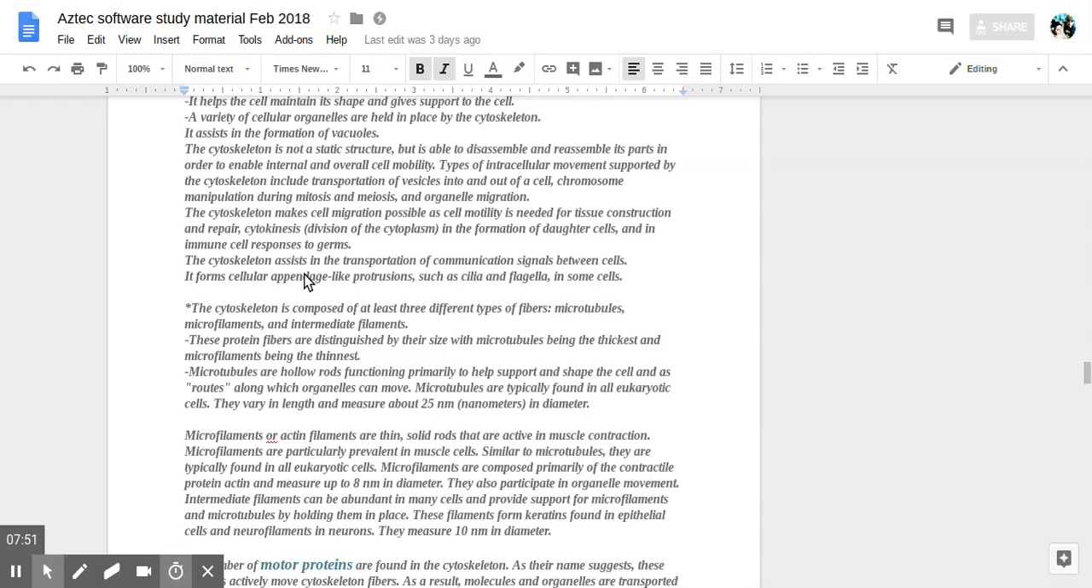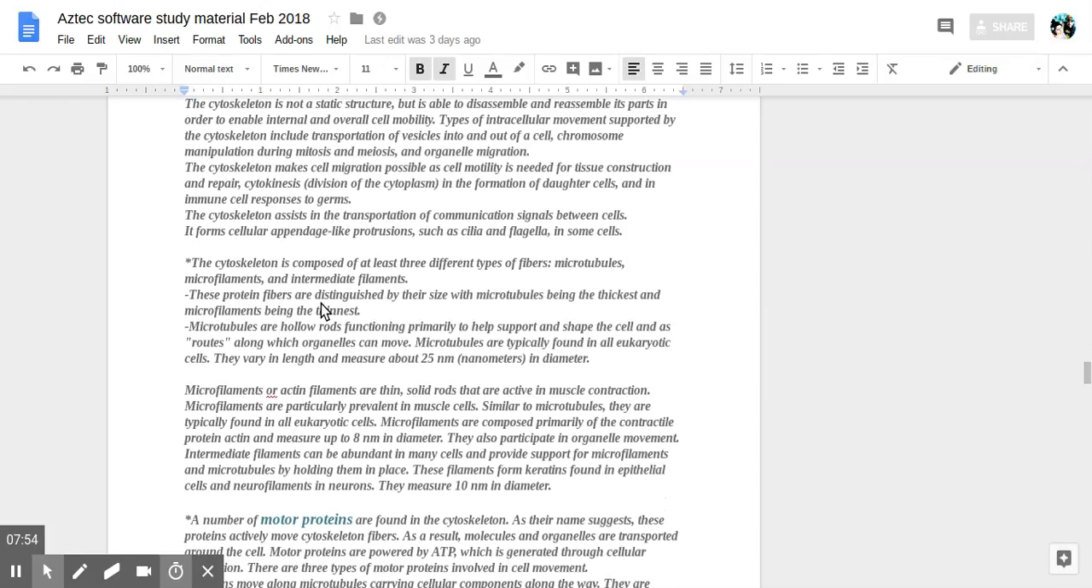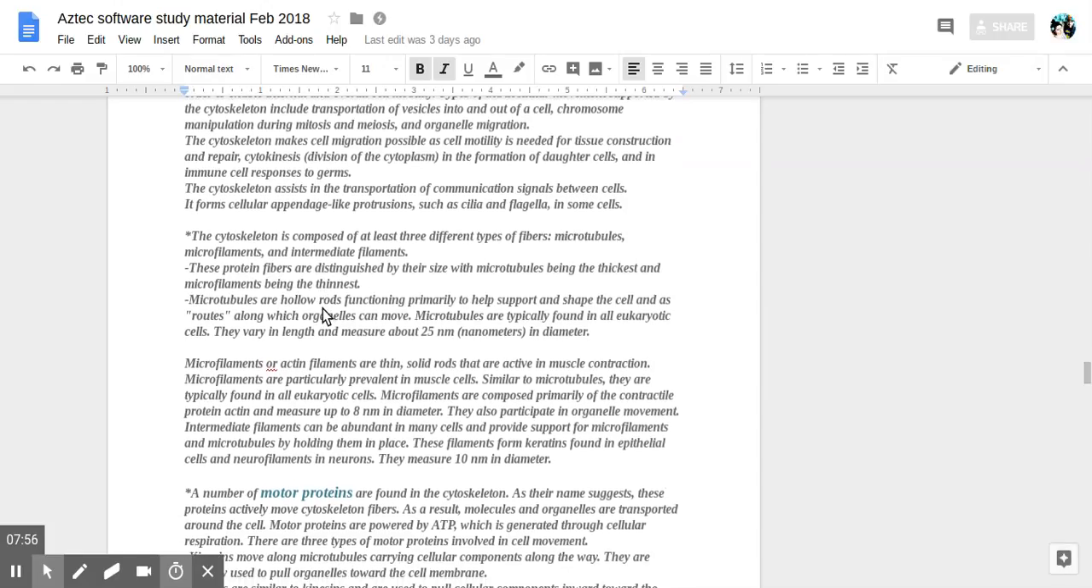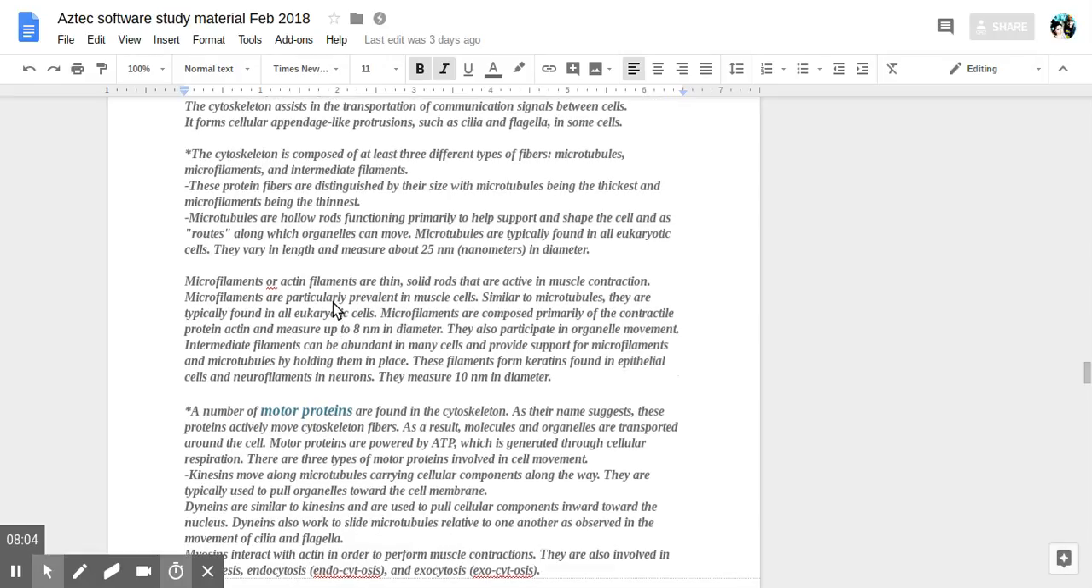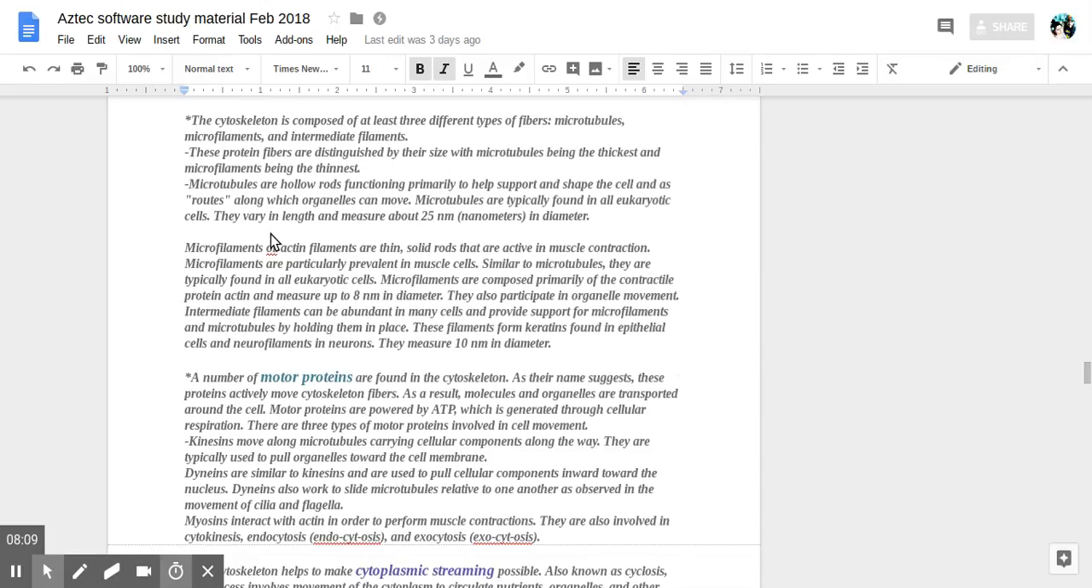It assists in the transportation of communication signals between cells. It forms cellular appendages like protrusions called cilia and flagella in some cells, depending on if the cell is mobile and needs to move. The cytoskeleton is composed of at least 3 different types of fibers: microtubules, microfilaments, and intermediate filaments, which we learned about earlier. These proteins are distinguished by their size, with microtubules being the thickest and microfilaments being the thinnest.